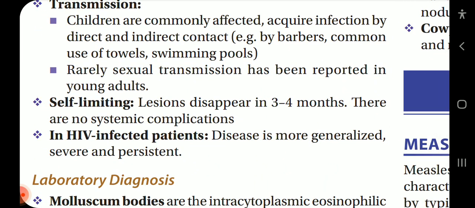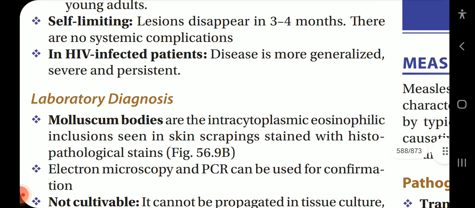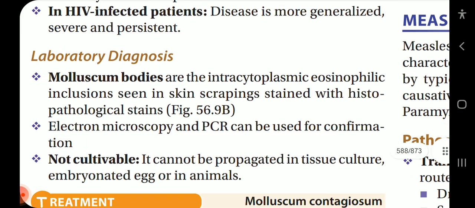Transmission. Children are commonly affected, acquiring infection by direct and indirect contact, for example by barber, common use of towels, and swimming pools. Rarely, sexual transmission has been reported in young adults. Self-limiting: lesions disappear in 3 to 4 months. There are no systemic complications. In HIV-infected patients, the disease is more generalized, severe, and persistent.